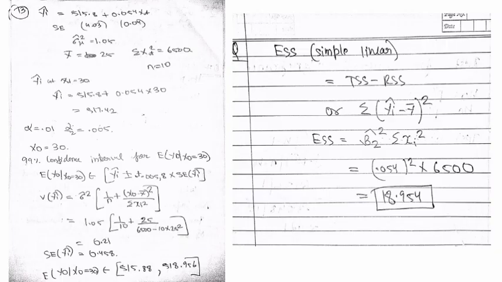Here you can see that we have done the mean forecasting using confidence interval and also found out the variance using the formula as written here. Now for ESS we can see that the formula would be beta 2 hat square summation xi square, and we have computed it as follows.